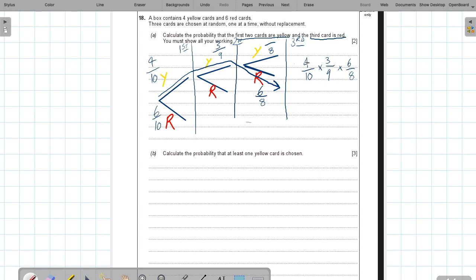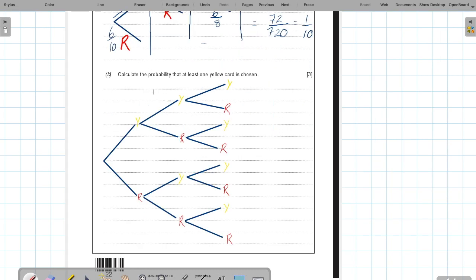Multiplying fractions is nice and easy, because you just multiply the tops and multiply the bottoms together. So 6 times 3 is 18, times 4 is 72. And what's the easiest way of doing this? 8 times 9 is 72, times 10 is 720. So that is just 1/10, because 72 cancels top and bottom. So that's question 18, part A.